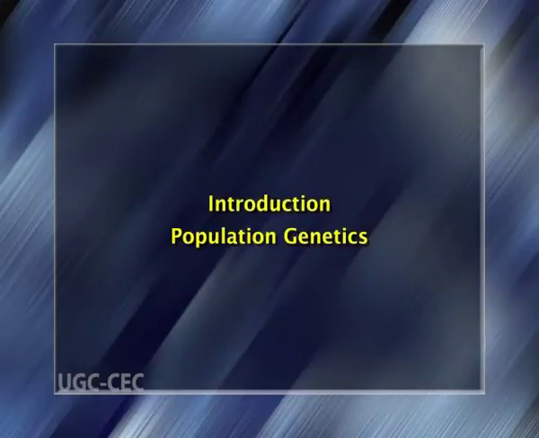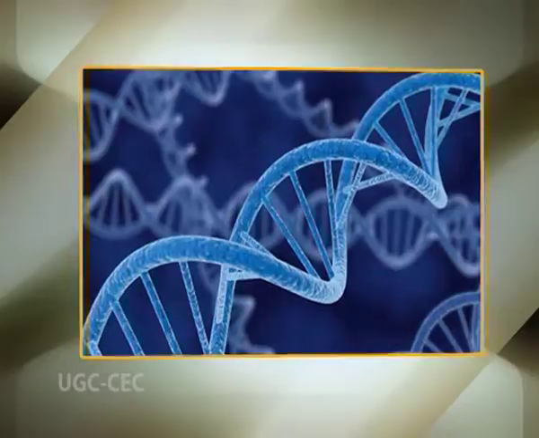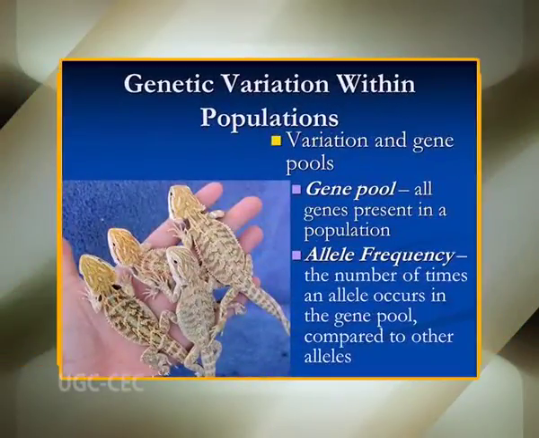Now we will start with the brief idea about population genetics. Population genetics is a subfield of genetics that deals with genetic differences within and between populations and is a part of evolutionary biology. In other words, population genetics is the study of genetic variation within populations and involves the examination and modeling of changes in the frequencies of genes and alleles in populations over space and time.